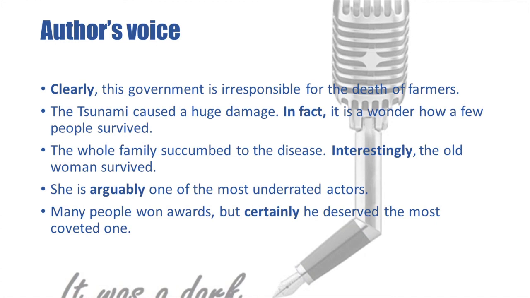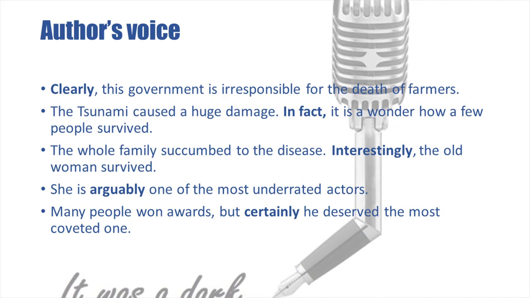Next one, she's arguably one of the most underrated actors. Arguably is when you can argue on a particular aspect. You're so confident about it. So she's arguably one of the most underrated actors. Next one, many people won awards, but certainly he deserved the most coveted one. This is your opinion, certainly, for sure. When you're trying to bring your own perspective into light, you use certain phrases like this. And this is mostly in speaking, guys. You don't use it in formal writing, but you use it in informal writing.